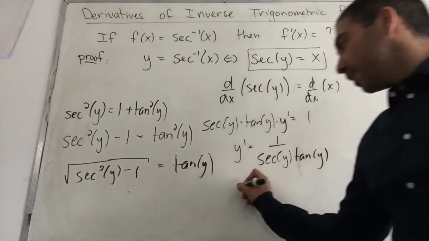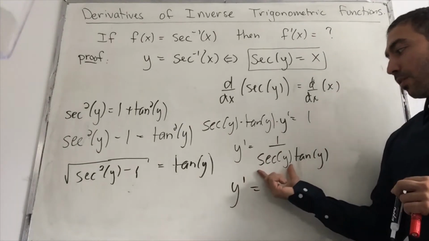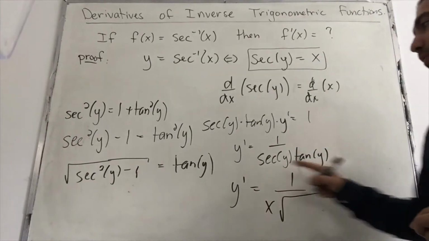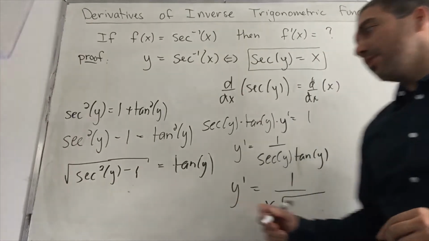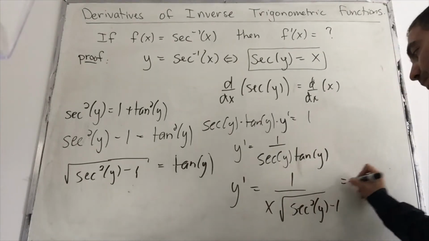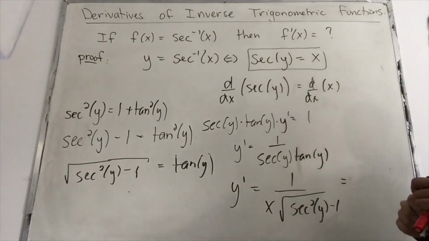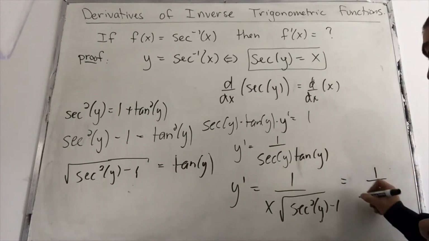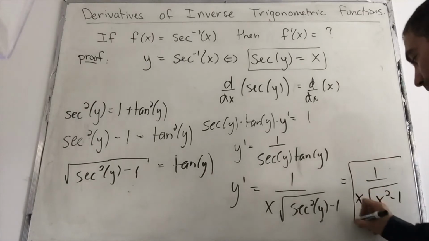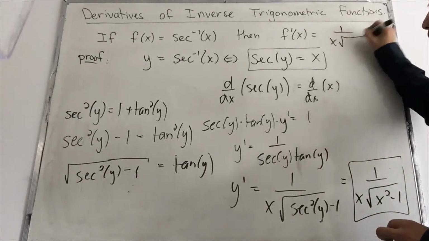So over here we could express it as y prime equals 1 over secant y, we're going to substitute it right away with x, and tan of y, we're going to substitute it with the square root of secant squared y minus 1. And we know secant of y is equal to x, so this is just going to be x squared, leaving us with 1 over x square root of x squared minus 1. And that's our derivative for secant, 1 over x square root x squared minus 1.